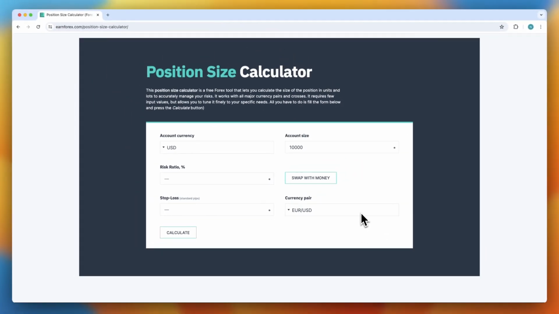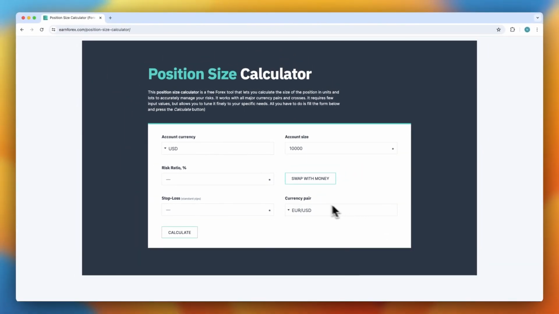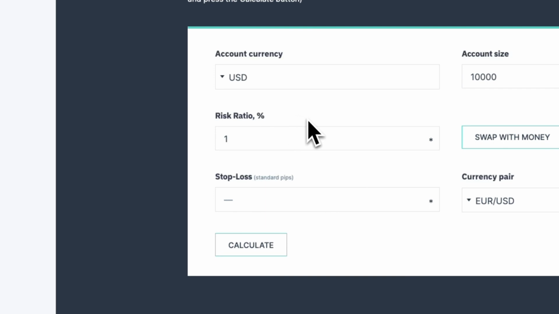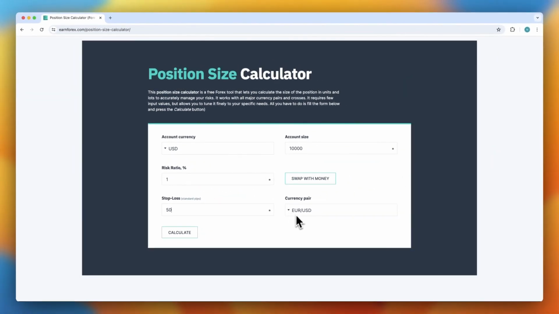Okay, let's go through an example. So the account currency is USD. The account size is 10,000 and the risk ratio is 1%. Then the stop loss is 50 pips. So just enter 50, and the currency pair is Euro USD. And after you entered every value, just tap on calculate.